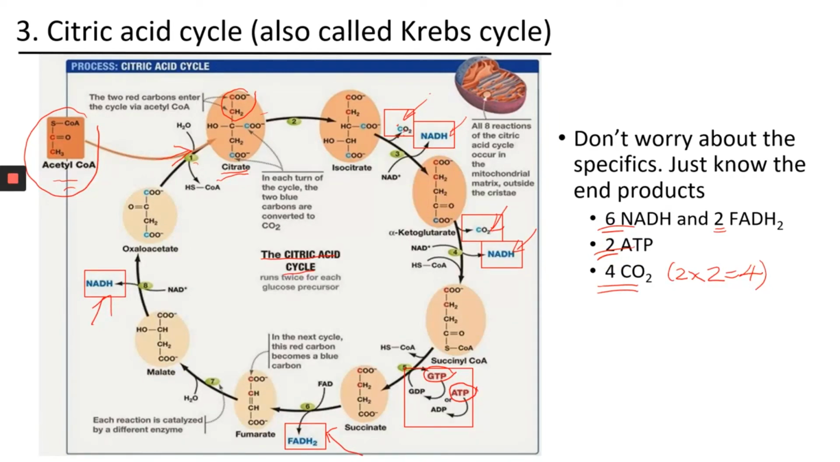So remember the main things generated in the citric acid cycle. You have energy carrying molecules, ATP. You have electron carriers, NADH and FADH2, and you also generate some waste in the form of carbon dioxide.